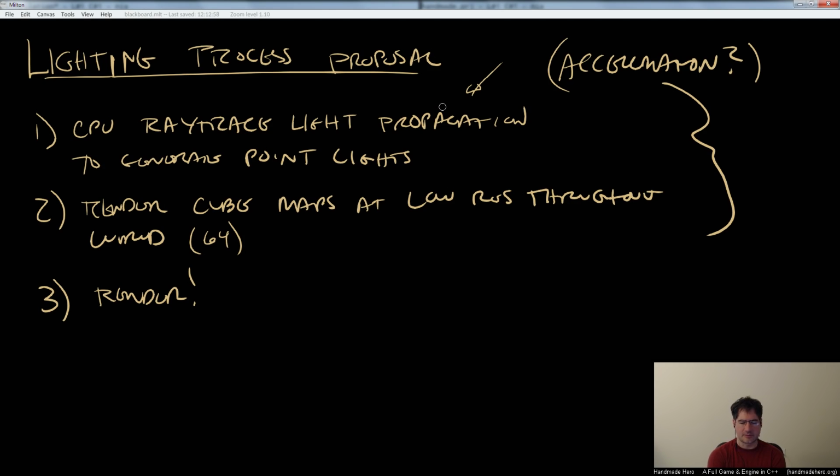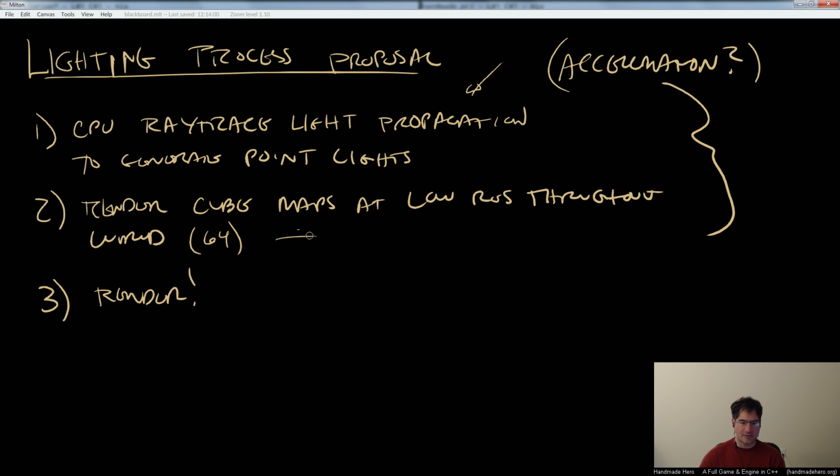Producing the point lights from that process then is pretty straightforward. Whenever we have a hit, we just sample the texture, and we produce the point light color based on its reflectance, right? Based on its color. So that seems pretty straightforward.